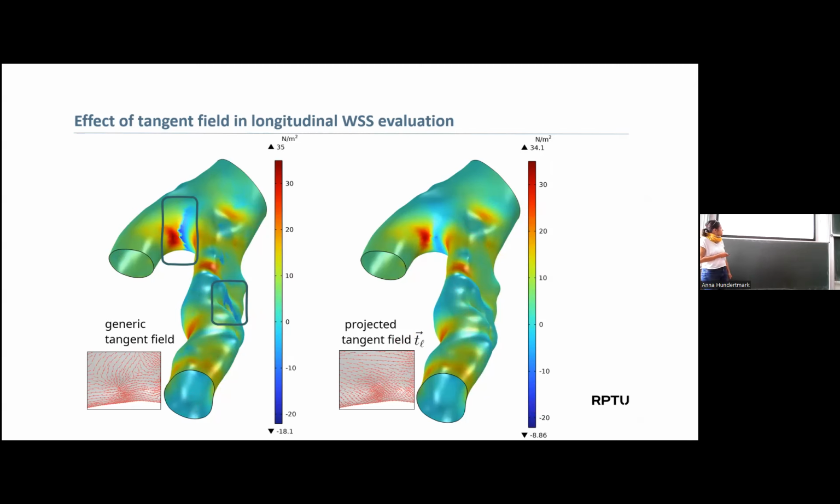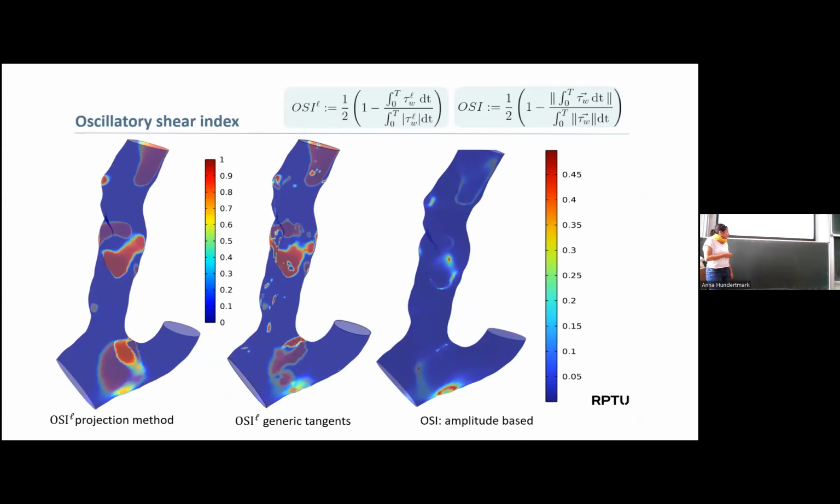And here we come to OSI, the oscillatory shear index, which measures the temporal change of the direction and so on. We have two definitions. The first one, OSIL, is based on the longitudinal Walsh stress. Since longitudinal Walsh stress is a scalar value and has a sign, positive or negative, we do not put any absolute values. So this value can go up to 1.